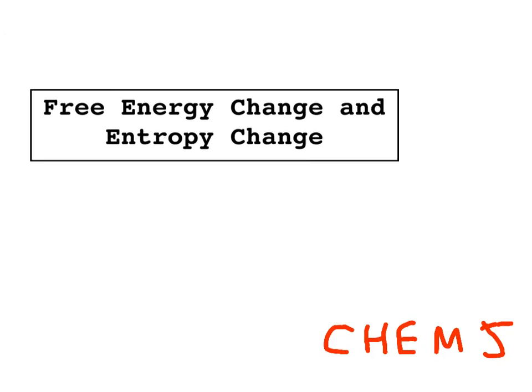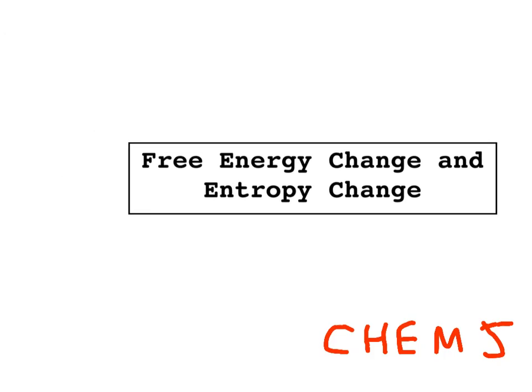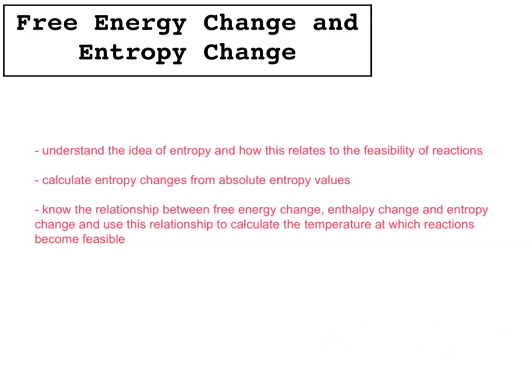So this video is on free energy change and entropy change. And our aims for this video are to understand the idea of entropy and how this relates to the feasibility of reactions, calculate entropy changes from absolute entropy values, and know the relationship between free energy change, enthalpy change, and entropy change, and use this relationship to calculate the temperature at which reactions become feasible.